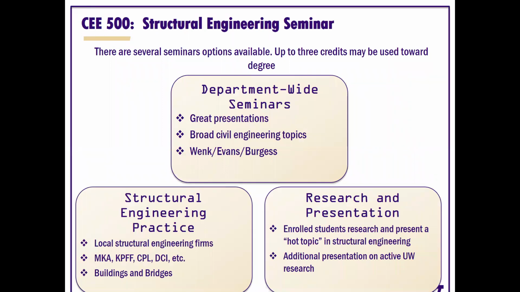Lastly, I mentioned that many of our students will, rather than taking 13 classes, take 12 classes plus 3 seminars. We've got a wide variety of seminars. Some examples, at the bottom left, are structural engineering practice. I think every winter quarter we have firms from downtown Seattle, MKA, KPFF, CPL, come in and give presentations. It's a networking opportunity. Many of our students end up working at those companies. Those are high-flying, exciting sorts of companies that build high-rises and bridges, not just here, but around the world.